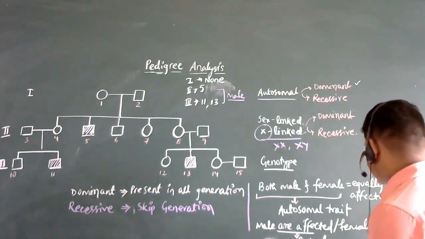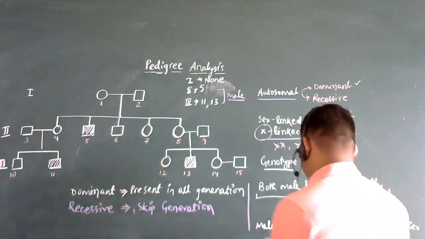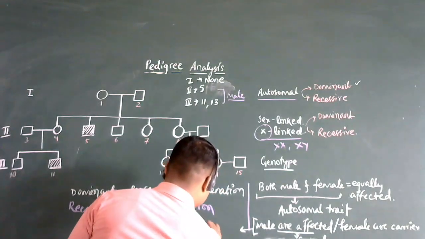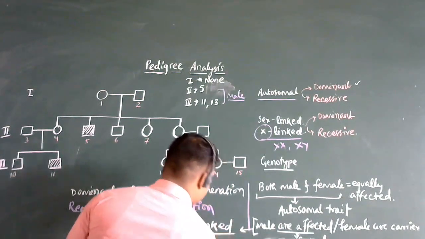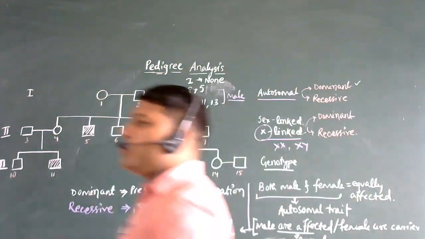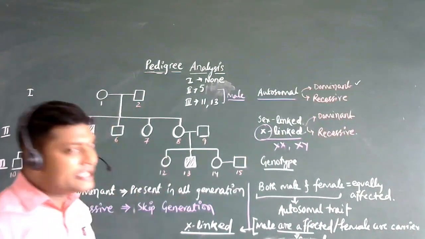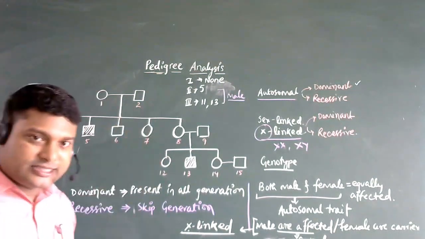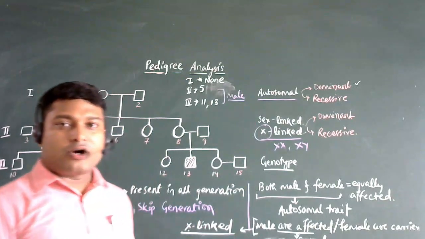Okay, I'm sorry, that's not visible. Let me put it here. So this one is going to be an X-linked trait. So that's the easy way to identify and know whether a particular given trait or pedigree is going to be autosomal dominant or autosomal recessive, X-linked dominant or X-linked recessive.